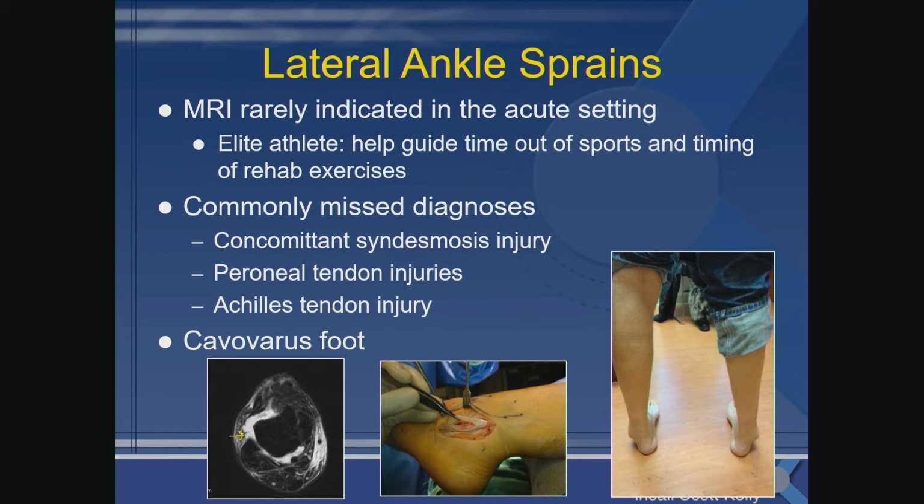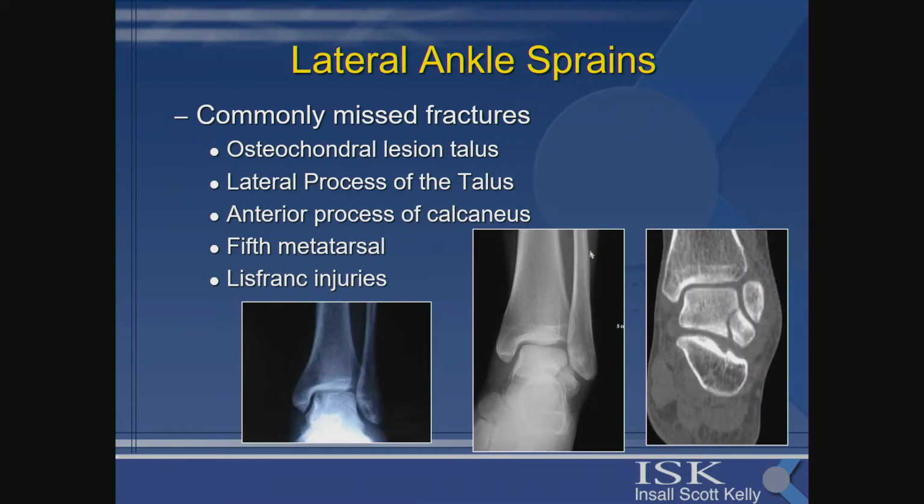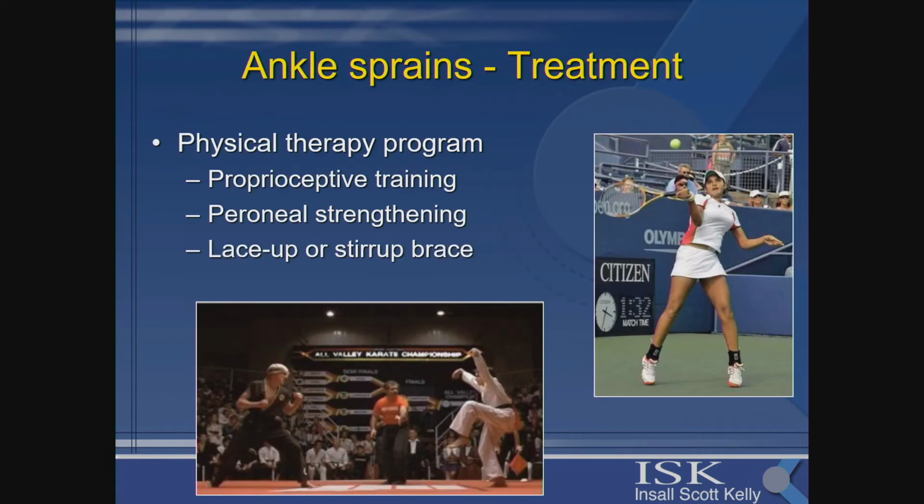You also want to evaluate the alignment to see if that's contributing to the instability. You want to rule out any commonly missed fractures, so any osteochondral lesions, which we'll be talking about later today, lateral process fractures of the talus, anterior process fractures of the calcaneus, fifth metatarsal fractures, and Lisfranc injuries as well.